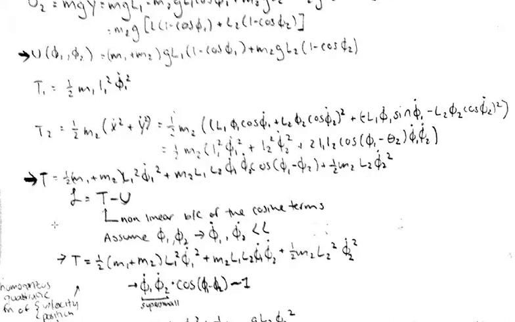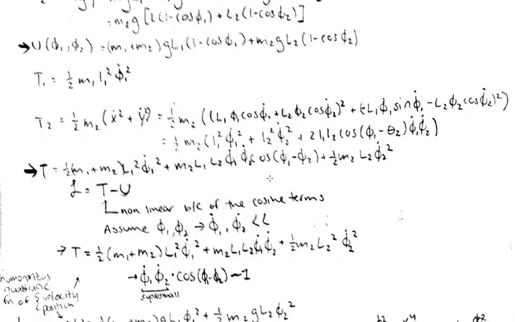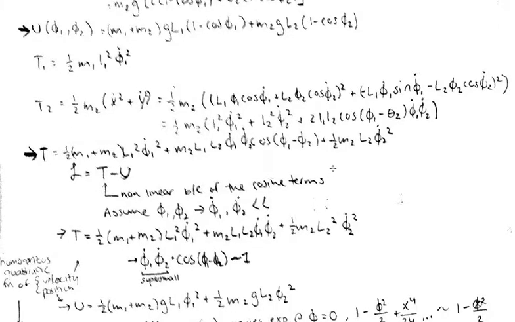So now we have the Lagrangian as T minus U. But when you're looking at both equations, both are nonlinear because they vary with these cosine terms. The cosines are nonlinear terms, so you can't just solve it like we normally would. So what we do is we assume that phi1 and phi2, and therefore phi1 dot and phi2 dot, are super small.